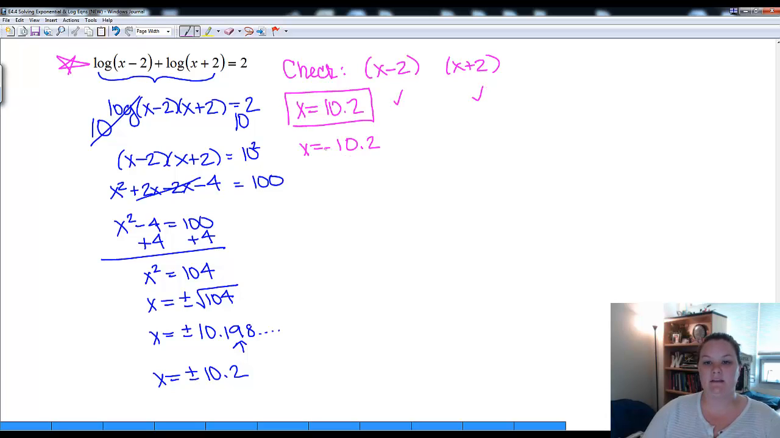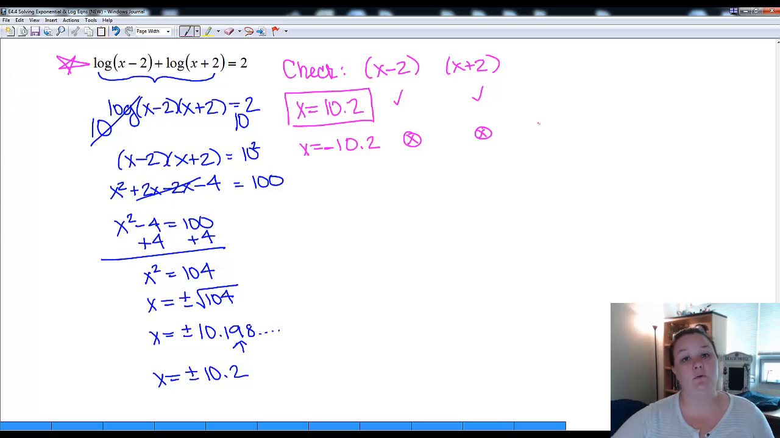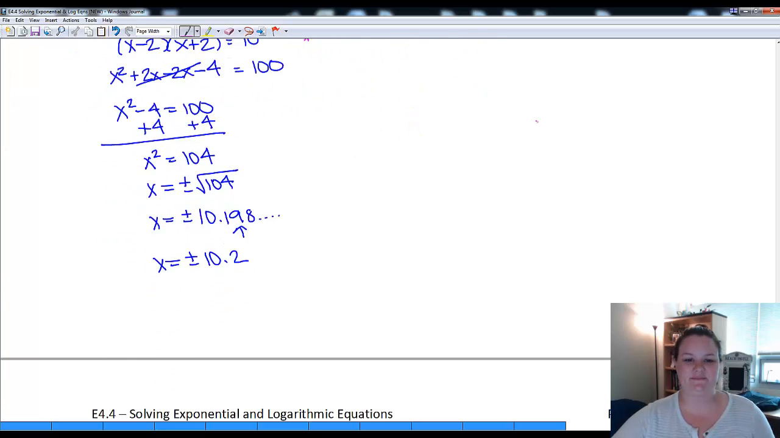When I do negative 10.2 and I subtract 2, that's going to be negative. So that's not going to work, and actually the second one's not going to work as well. So on this one, we just have one answer. Okay. All right, let me look at one more, and then I'll let y'all try some.